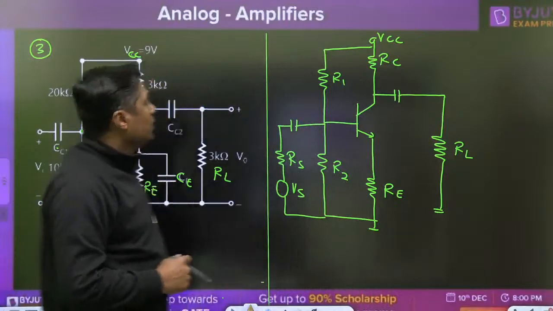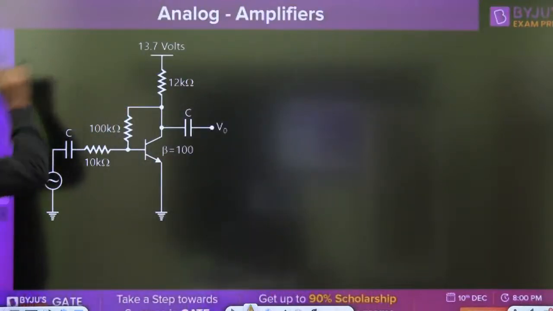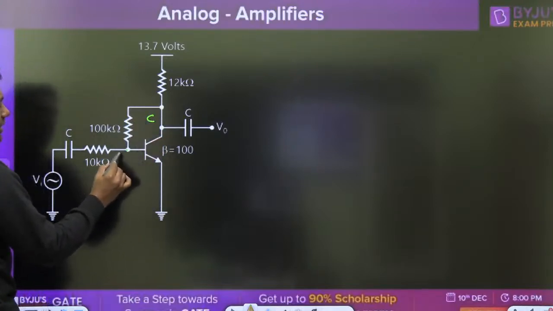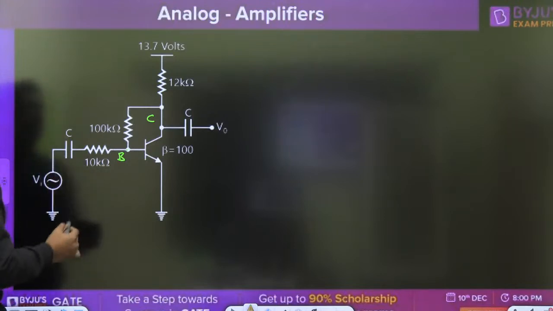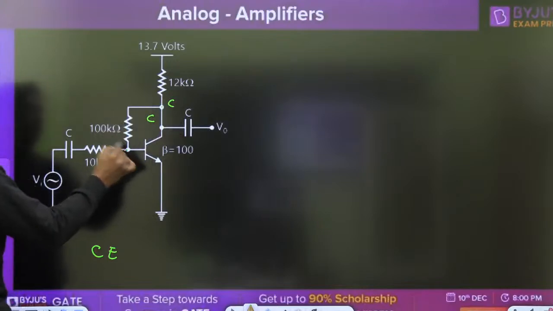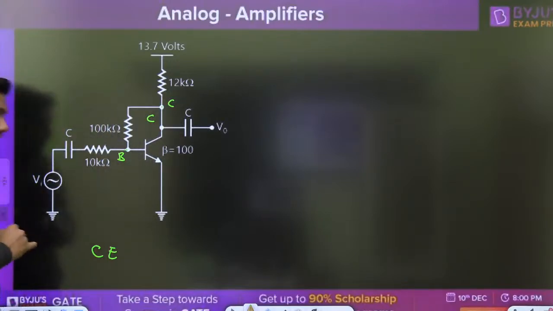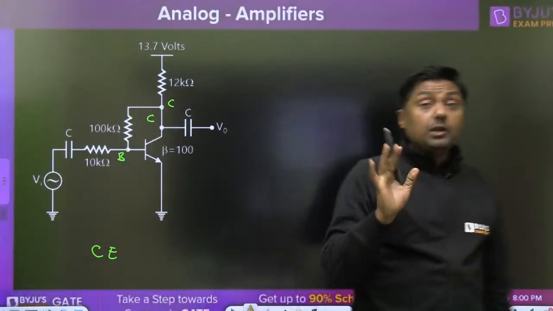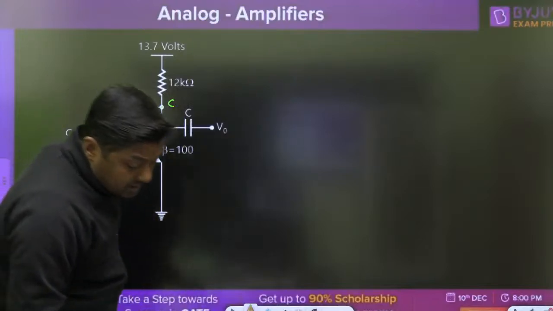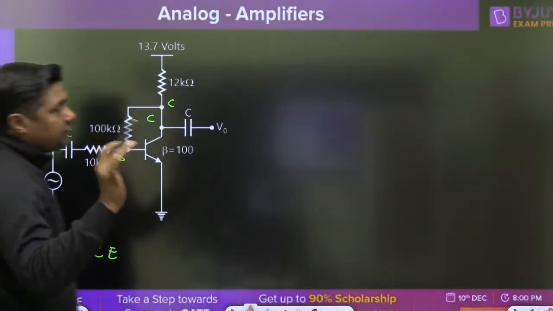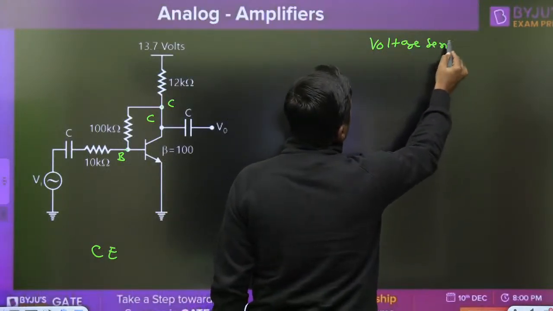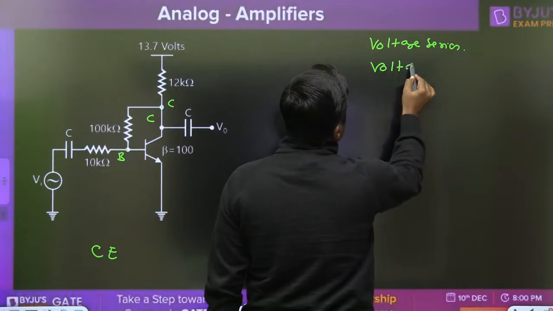The fifth type of question is this one. Again we are taking the output from the collector and giving input to the base, and that is again a common emitter configuration, but here we are using collector base biasing. The collector is connected to the base and it will provide a feedback. What is the name of the feedback in this diagram? There are four types of feedback: voltage series, voltage shunt, current series, current shunt.